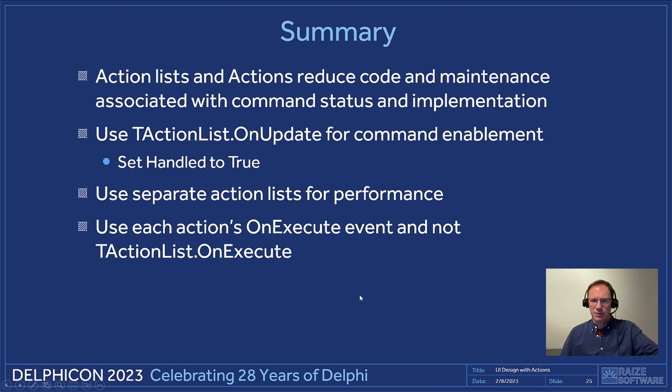All right, basically just wrapping up real quick with the actions: action lists reduce code and maintenance associated with your command implementation and status. Use the OnUpdate for your command enablement, and set Handled to true so it stops that cascading flow through the system. The action list can handle all of it, which is really powerful because a lot of your status code is used in multiple places. Like multiple actions will be enabled or disabled based on a certain criteria, in our example, items inside of the list.